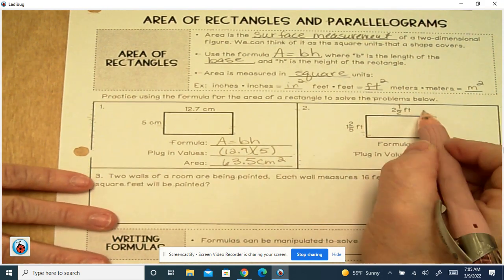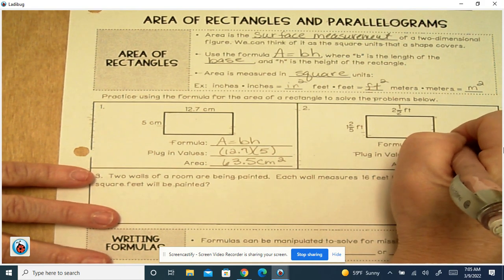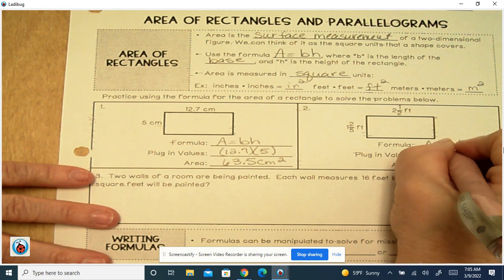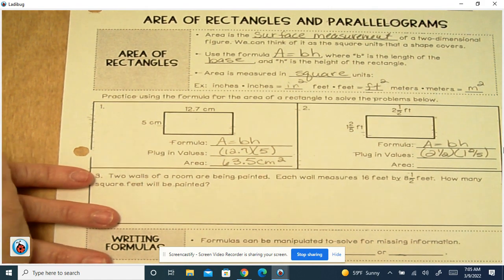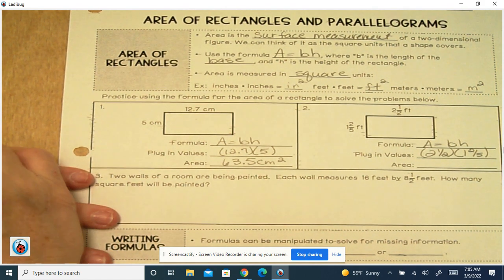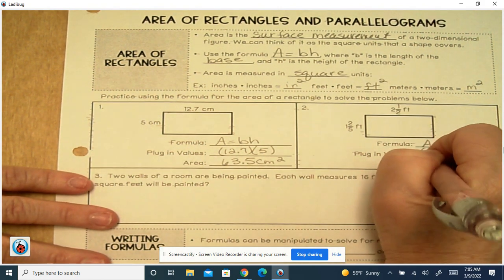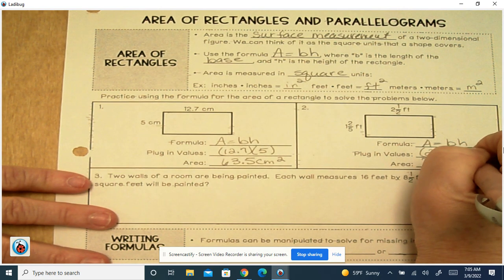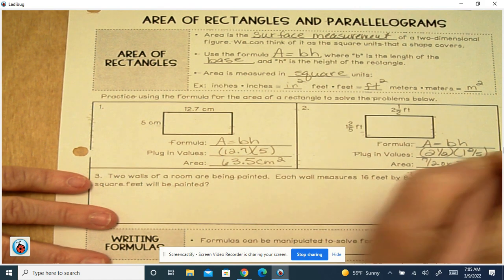Our second one here, the formula is area equals base times height. The base is 2 1/2 times the height, which is 1 2/5. And if you're in class, you can use alpha y equals to get your fraction bar. And when you multiply those together, you would get 7/2, or you might have gotten 3.5, or the fraction 3 1/2.